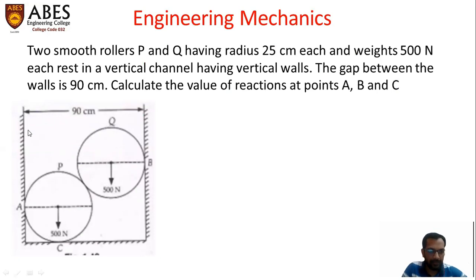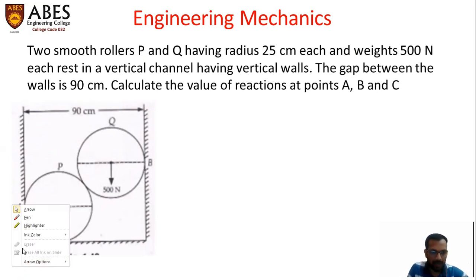Look at this diagram. This is the vertical channel which we are talking about here. These are the two rollers, or you can say spheres, which are being considered as smooth, frictionless. This is the point of contact between these two rollers. The size, meaning radius, of these two rollers is the same. The gap between these two vertical walls, the right side and the left hand side walls, is given as 90 centimeter. So let's mark this distance here. This distance is 90 centimeter.